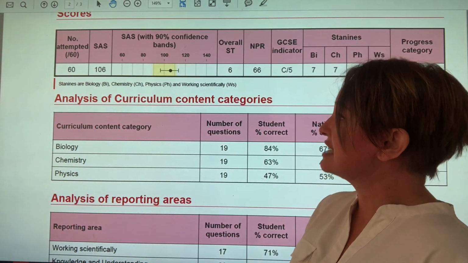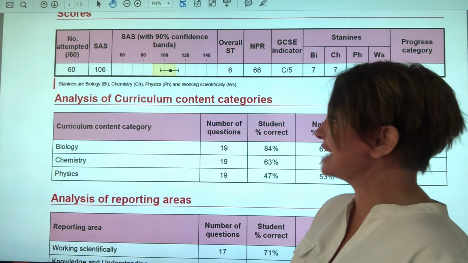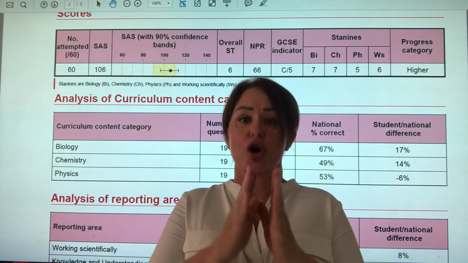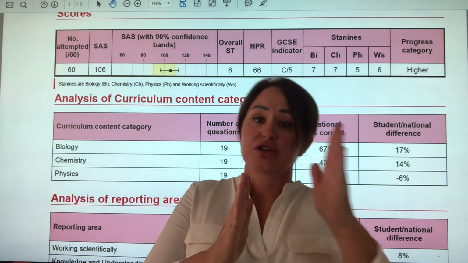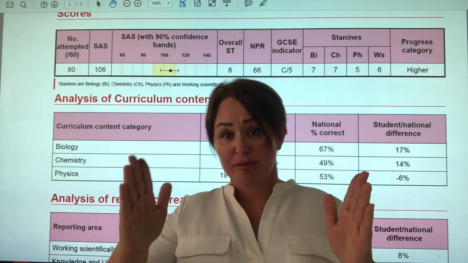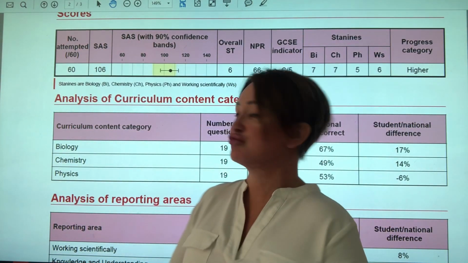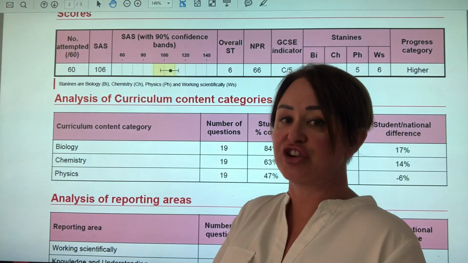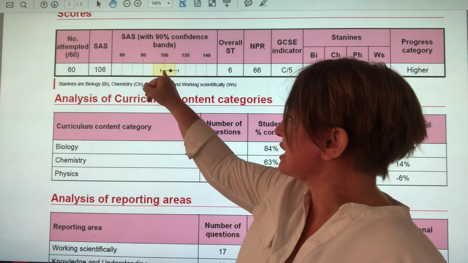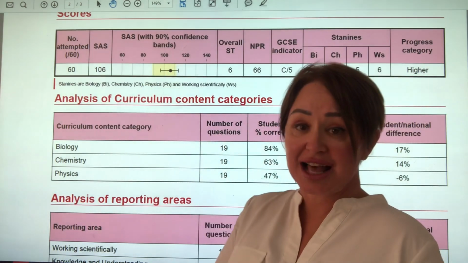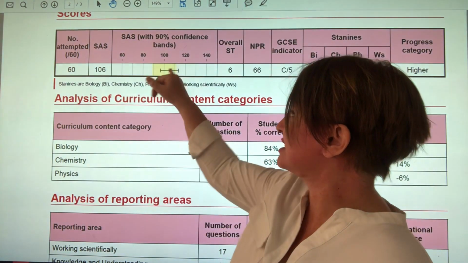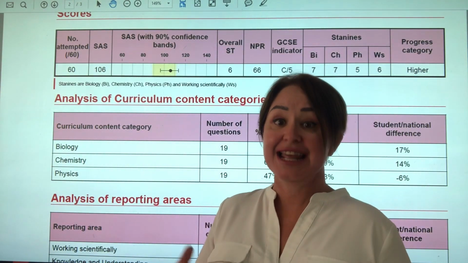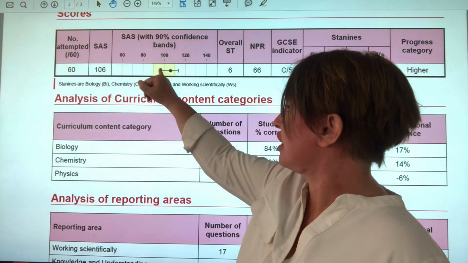This child had a standardised age score of 106. That is above average. Average is 100, although 12 below and 12 above, that puts you in the average range. So anything from 88 to 112, and you're within the average band. These bands either side of the score are where the statisticians believe that on any given day, if this child was to take the test again, they would achieve a score within those limits.